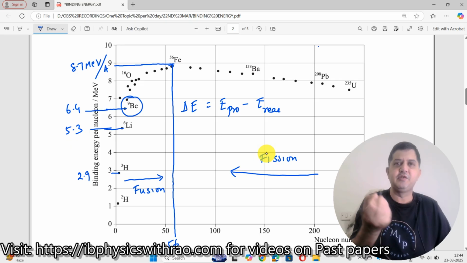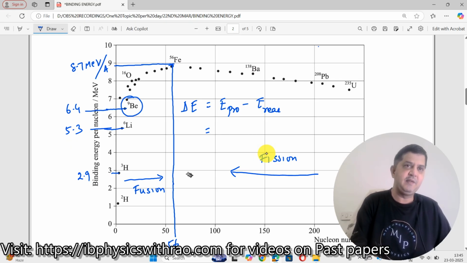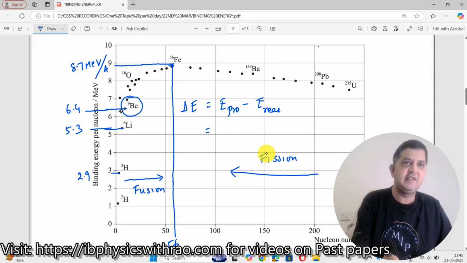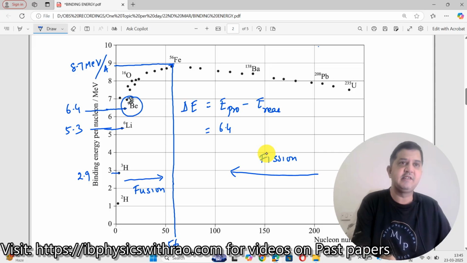Okay, a simple thing that you use in chemistry. So what is the energy of the product over here? It says product, so which is the product here? 9 beryllium is the product. The binding energy per nucleon for this one is going to be 6.4. 6.4 per nucleon, and these are 9 nucleons.